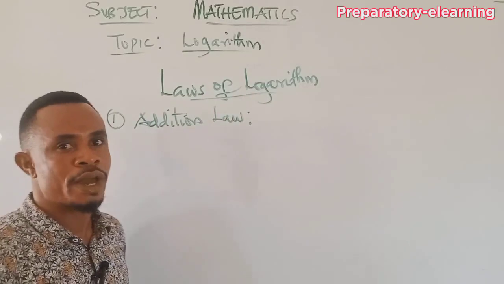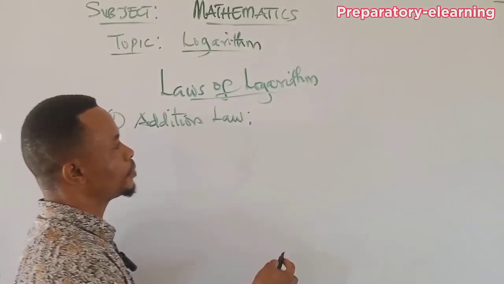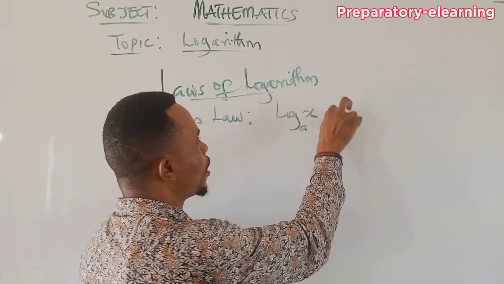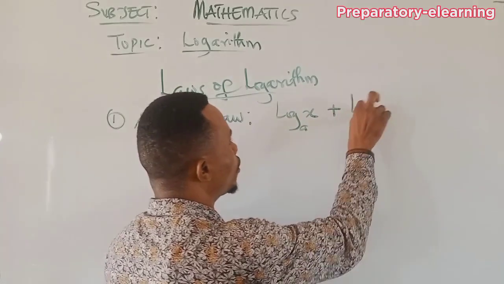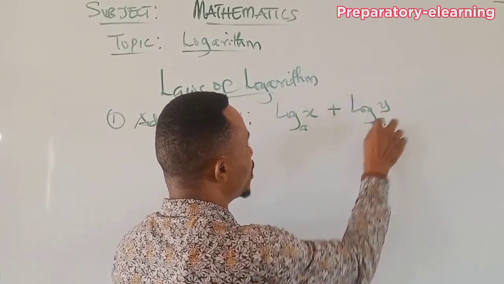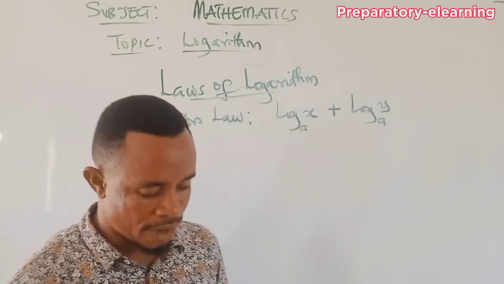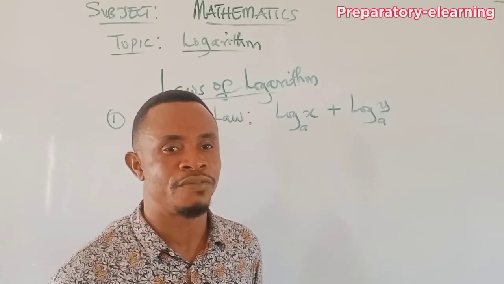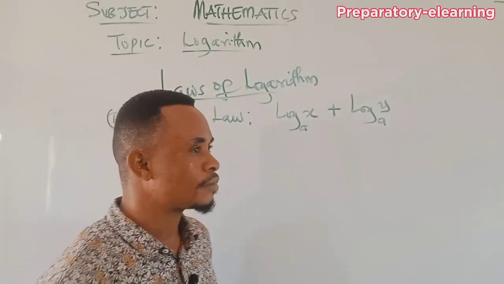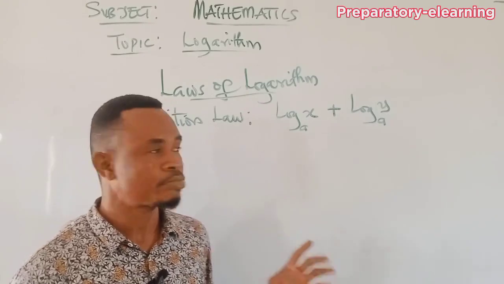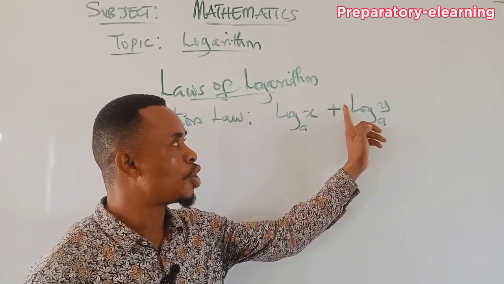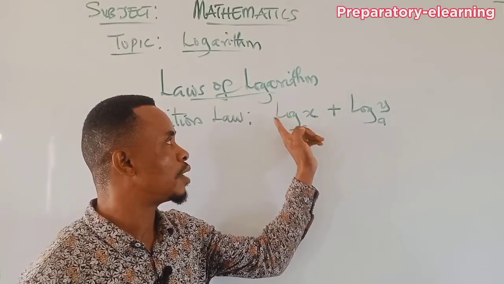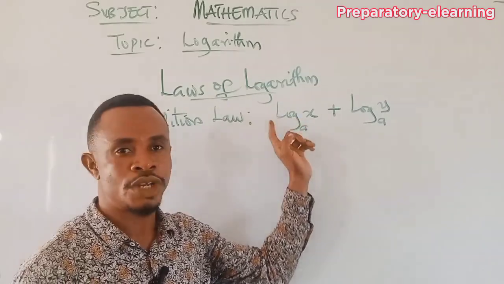Addition law, and in this law we have, for example, if you have this expression like log x to base a plus, because of addition, log y to base a, how can we simplify this logarithm? Now there are conditions that you must take note of, and the conditions are: number one, for this law to hold true, there must be no coefficient here. You must not have a coefficient like 2. You know, a number that is behind this log is called a coefficient.